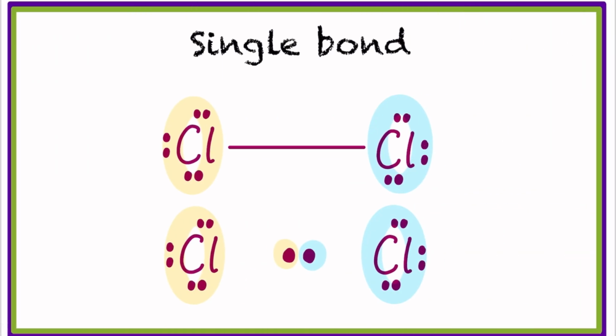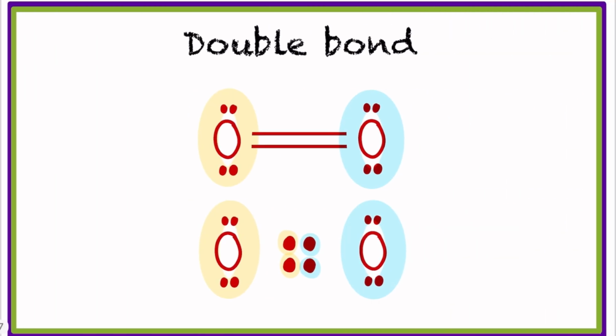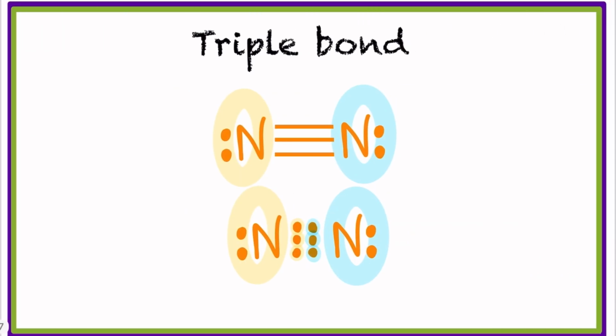A single bond has 2 shared electrons. It is relatively long and atoms are loosely bonded, meaning they are not that close to each other. A double bond has 4 shared electrons, and it is a shorter and tighter bond, meaning the atoms are moderately close to each other. A triple bond has 6 shared electrons, and it is the shortest and the tightest bond, meaning the atoms are very close to each other.